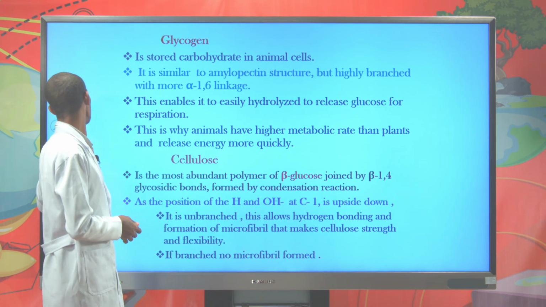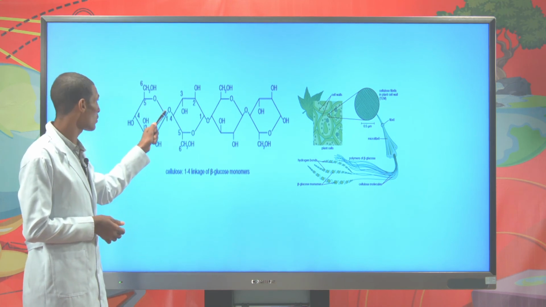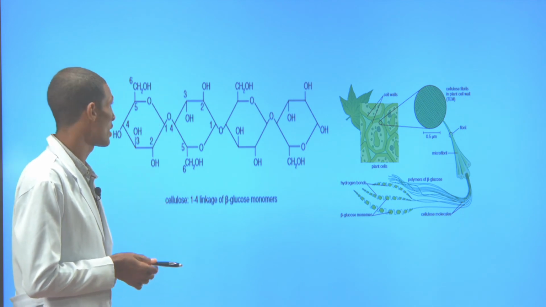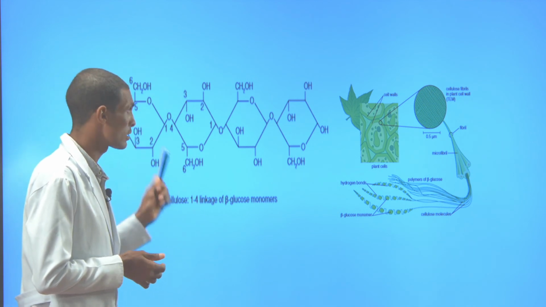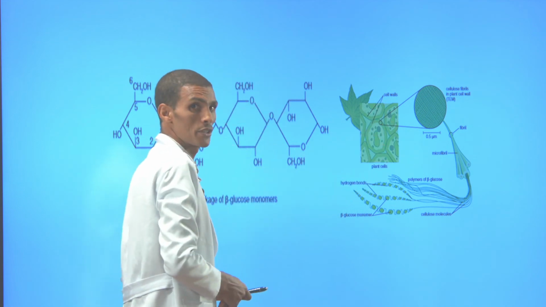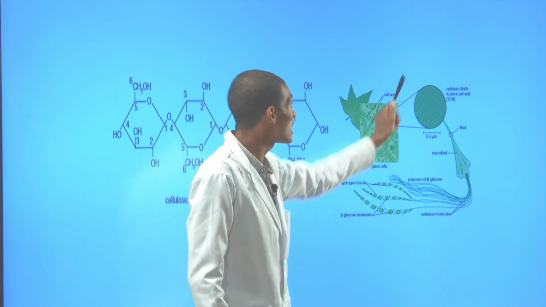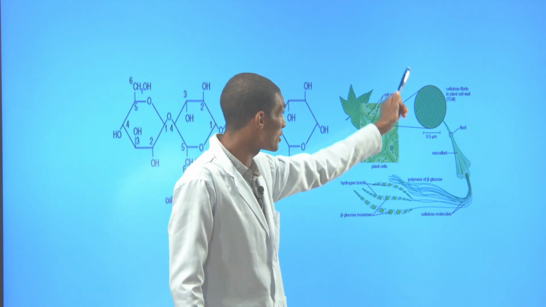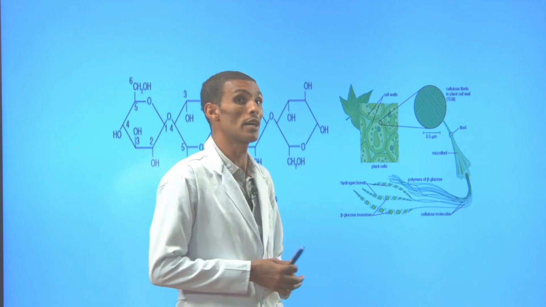For example, let's see this one. There is a reversal here. At carbon number 1 and carbon number 4, the OH becomes reversed. There is a release of a water molecule here. The reversed or upside-down nature of cellulose is very important for microfibril formation in the plant cell wall. When we see the detailed structure of the plant cell wall by transmission electron microscope, it looks like this. Microfibril formation is because of the beta nature, the upside-down position of the carbohydrates.